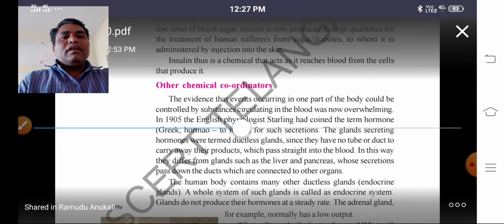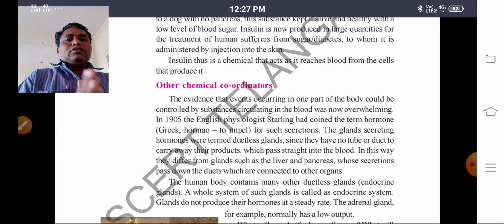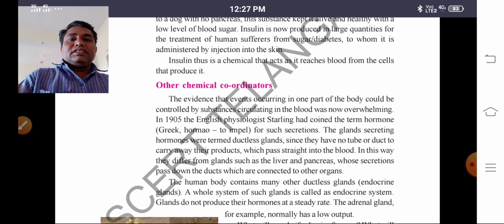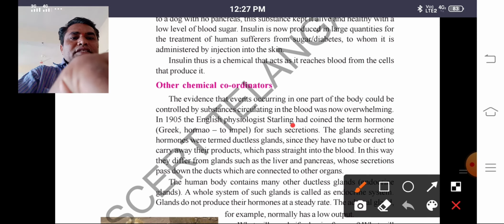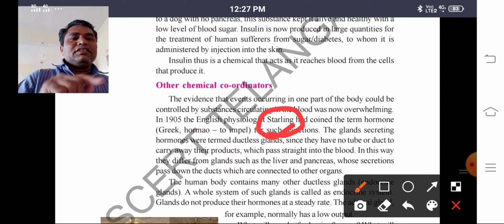And other chemical coordinators. So the evidence that events occurring in one part of the body could be controlled by substances circulating in the blood was now overwhelming in 1905. So English physiologist, this is very very important in general knowledge, Sterling. Sterling is a scientist who coined the term hormone.